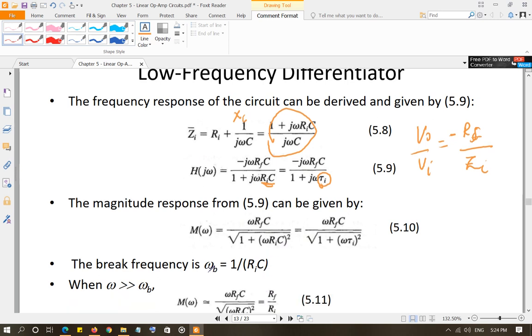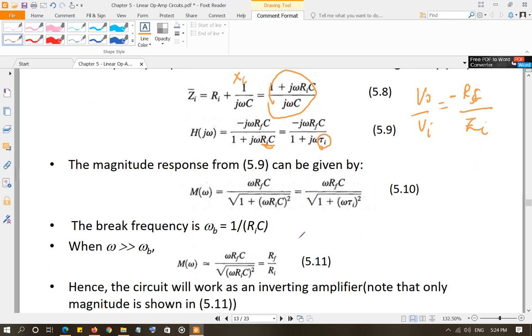In this case, the break frequency is 1 over R input C, right here. This is the break frequency, 1 over R input C, or 1 over tau I. So when omega is quite larger than the break frequency, we will ignore this one. We can write down the magnitude as omega RFC, the numerator, divided by omega R input C. And then, of course, omega will cancel out, C will cancel out, and you're going to get the magnitude RF over R input.